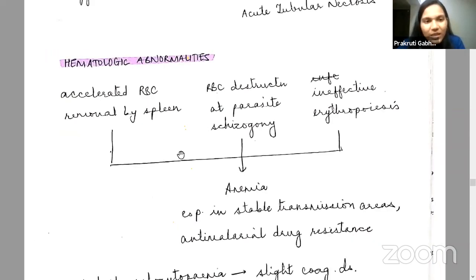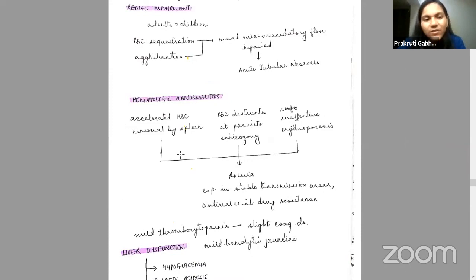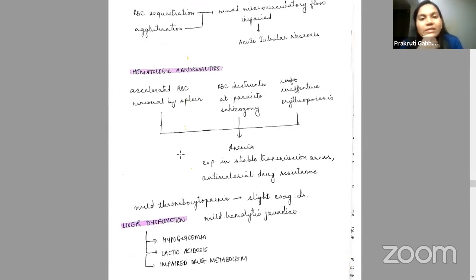The reason being, firstly, there is accelerated RBC removal by the spleen. Secondly, when the parasite undergoes schizogony, obviously RBC destruction is taking place, and there is ineffective erythropoiesis in the kidneys, all leading to anemia. And we've already discussed this in areas of stable transmission, as well as if the people are resistant to anti-malarial drugs.